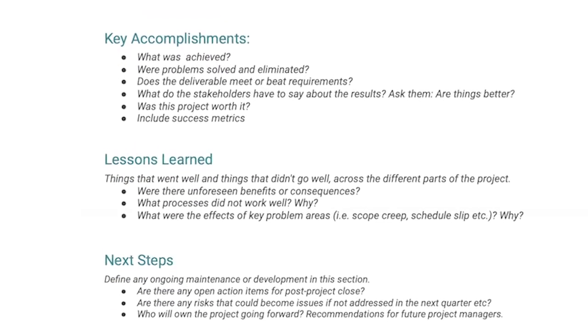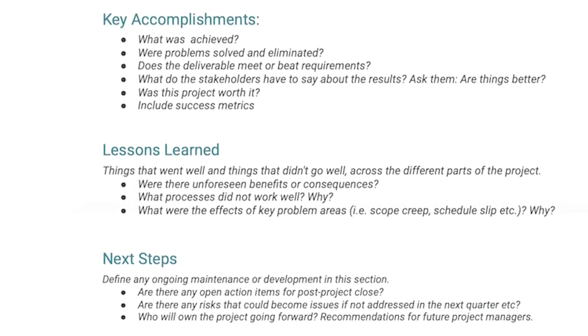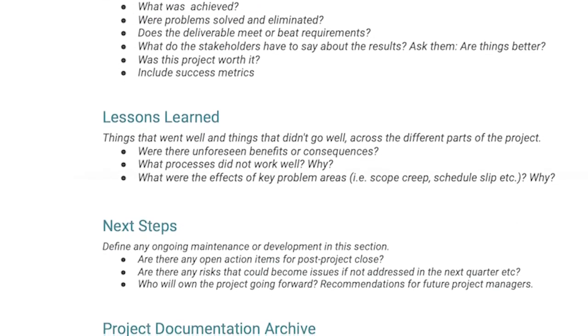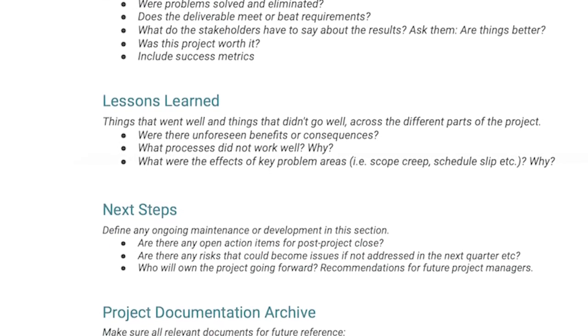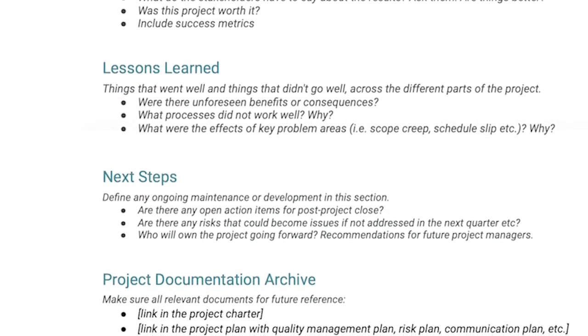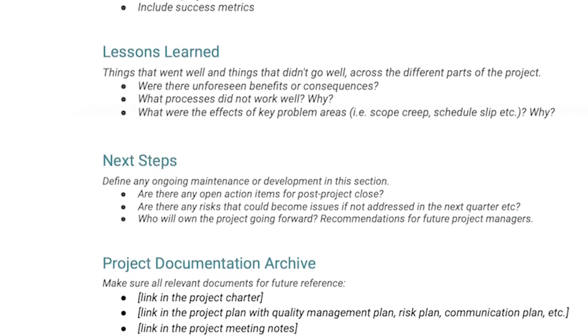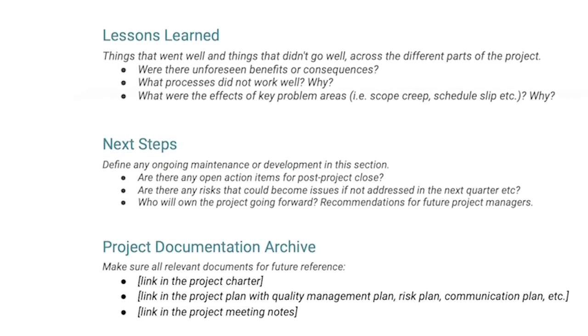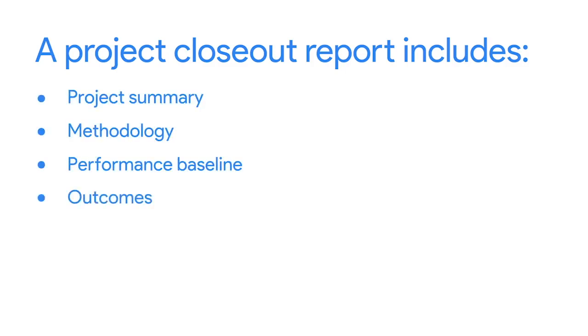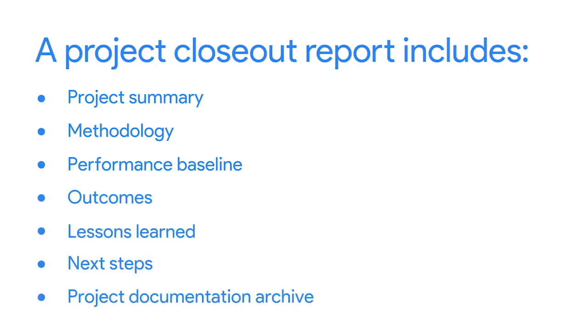When filling out these sections, being thorough is key. We've included questions to help guide you and ensure you're being detailed enough, but feel free to take it one step further in your own closeouts by getting even more specific. And when you're filling out these sections, keep in mind that the purpose of the closeout is to compile and archive the most important aspects of the project. Let's review. When writing a project closeout, make sure to include the following: project summary, methodology, performance baseline, outcomes, lessons learned, next steps, and add a project documentation archive.